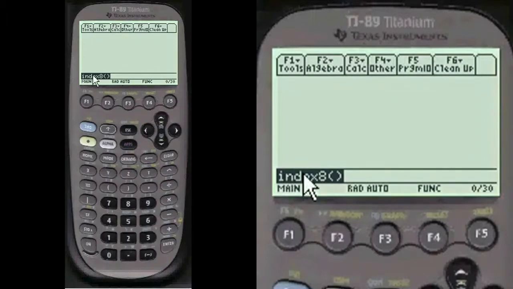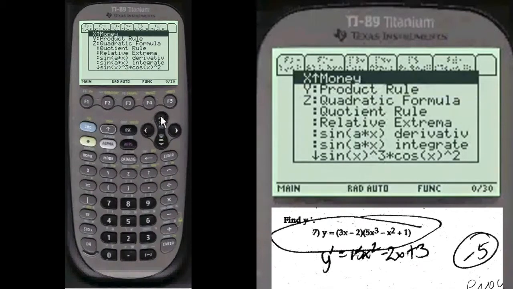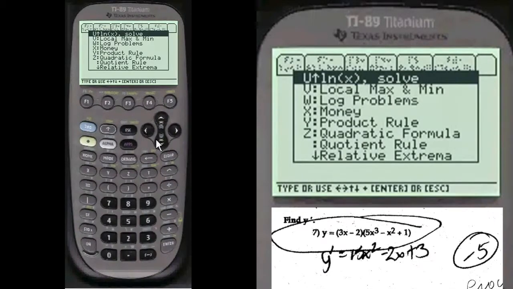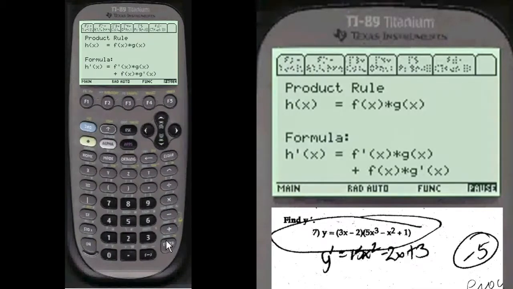You have to put index 8 into the entry line here to get to my menu, which you're instructed to do in my instructions. Press enter here. We're already at the product rule. You can see quadratic formula, quotient rule, all kinds of things you can choose from my menu, and you go up and down my menu with the cursor here. I'm going to choose product rule.